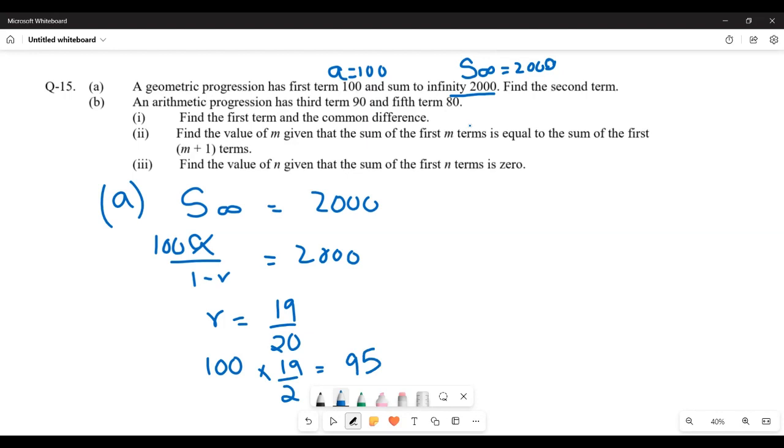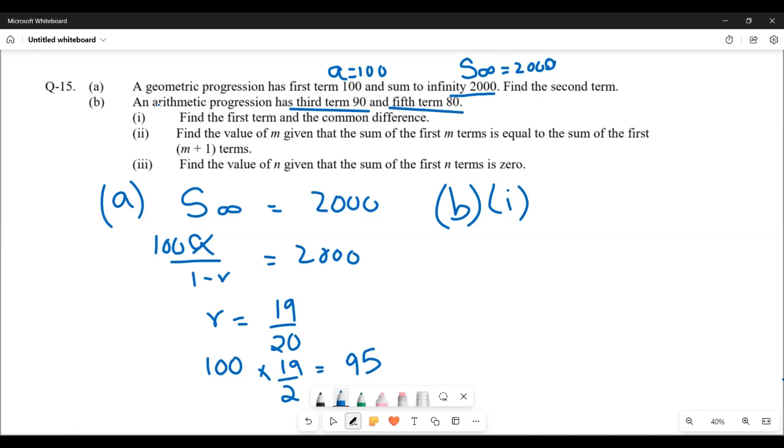Part A is done. Part B, part 1. An arithmetic progression has a third term 90 and the fifth term 80. Find the first term and the common difference. How do we start this question? Third term is 90, fifth term is 80. They have asked you to find a and d.